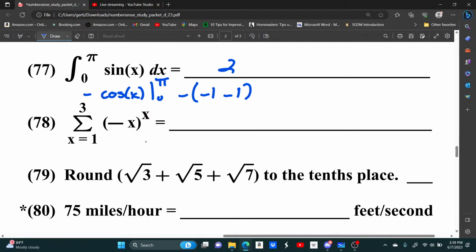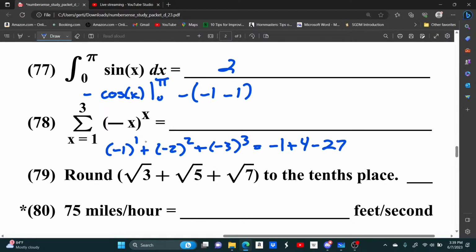Okay, so the sum from x equals 1 to 3 of (negative x) to the x. So this will be negative 1 to the first plus negative 2 squared plus negative 3 to the third. Right? Negative 1 to the first is just negative 1. Negative 2 squared is 4. Negative 3 to the third is negative 27. So here I'm just going to get negative 24.